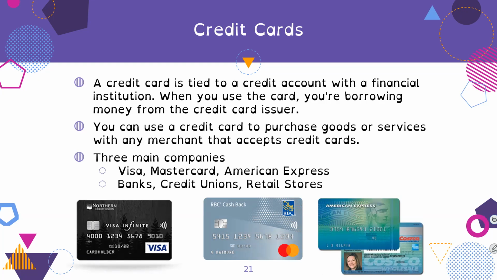Here are the 3 main companies, as I just said: Visa, MasterCard, American Express. So they are going to say on them, this is the Visa logo. So a credit card isn't necessarily coming directly from Visa. You might get it from a bank, a credit union, or even a retail store. So this card that I'm showing you is from a credit union. It's a Visa card, but it's through the credit union account. Or you can get a card through a bank. So this one is an RBC account. So it's going through RBC, but it's a MasterCard credit card. This is the symbol for MasterCard.